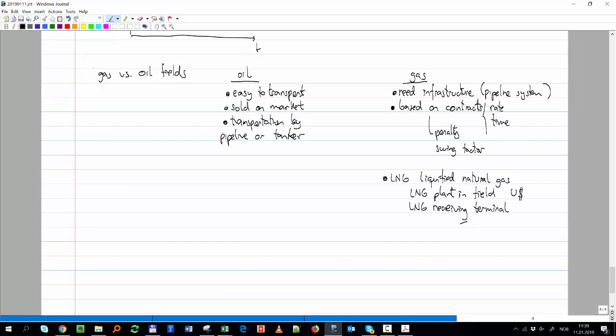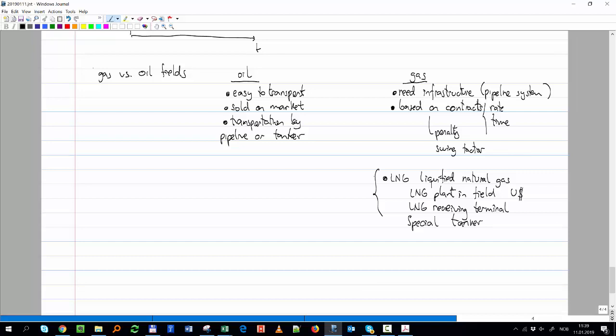Okay, so that's an attempt to make it more oil-like, and it really maybe helps, but these are very expensive investments: the LNG plant, the receiving terminal, and you have to have a special tanker.